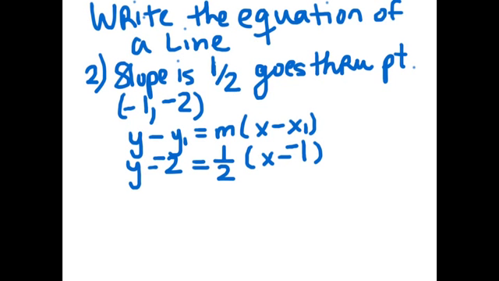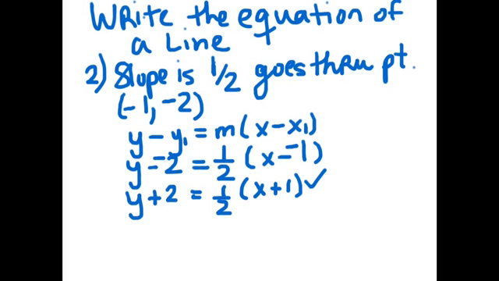So now I'm going to go ahead and simplify. I've got a double negative there, so that's y plus 2 equals 1/2 times x plus 1. Now this right here is the correct answer, but if they ask me to put this in slope-intercept form, then I need to evaluate this further.